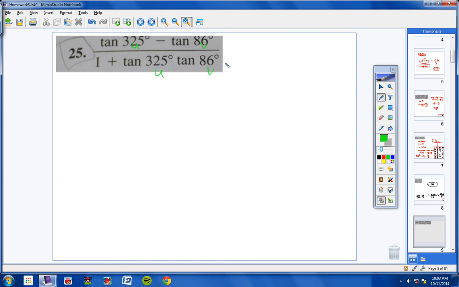And so whenever you have tangent minus tangent in the top of the fraction, and the bottom is 1 plus tangent, tangent, look at your trig identity sheets and you'll see it's the same thing as tangent of u minus v, which is tangent of 325 minus 86, which would be the same as tangent of 239. Well, that's easy, and we could move on.